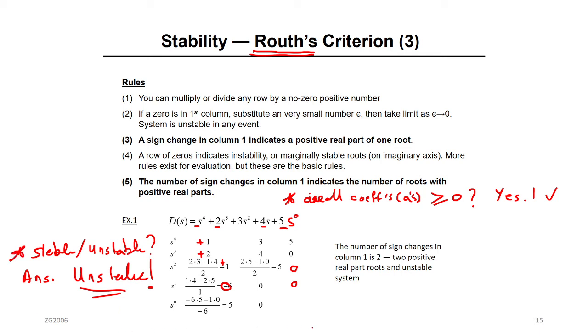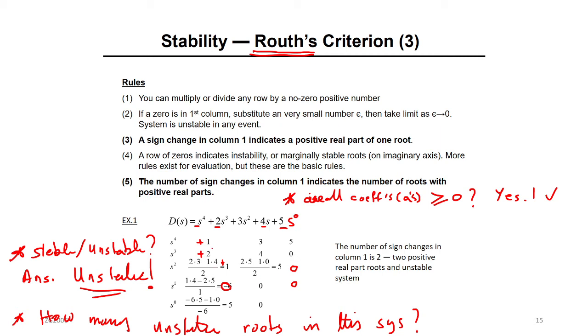Question number two. If I ask you how many unstable roots in this system, how many unstable roots, then we're going to use this rule. The number of sign changes in the first column indicates the number of unstable roots, the roots with positive real part.